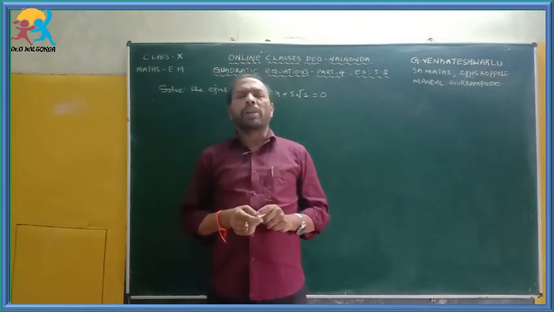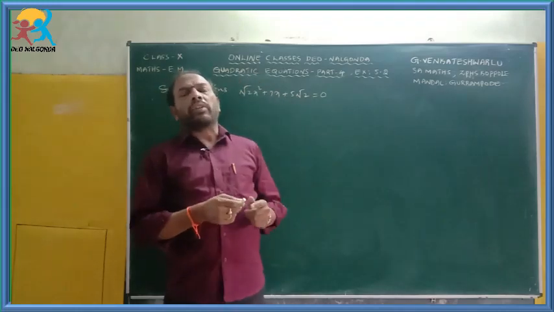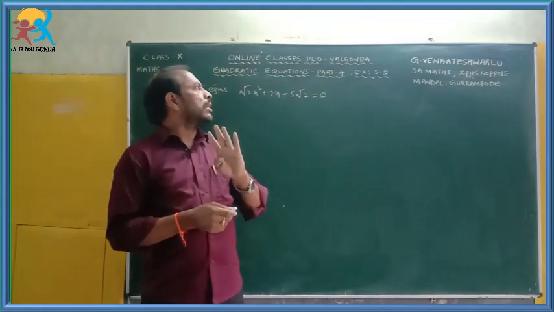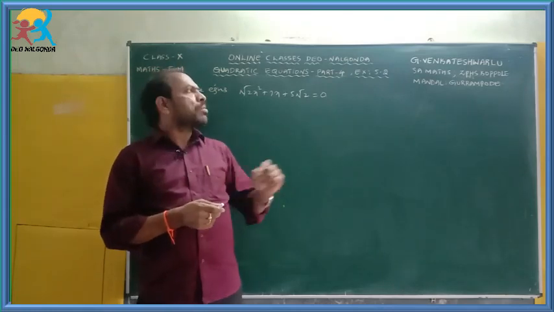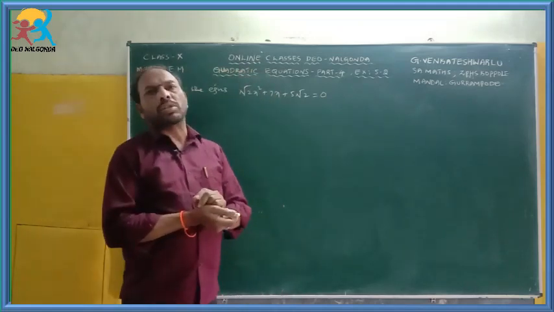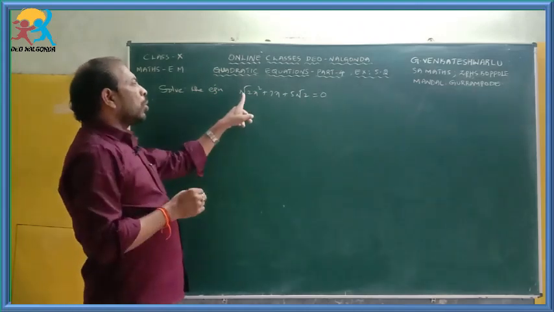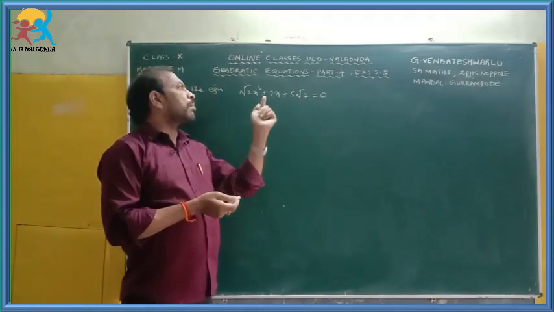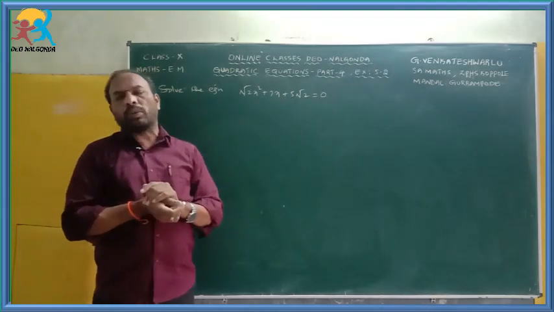Here I am going to explain 10th class topic, quadratic equations. Here it is part 4. Few more problems from exercise number 5.2. Look at here, first question. Solve the following equation: root 2 times x square plus 7x plus 5 root 2 is equal to 0.